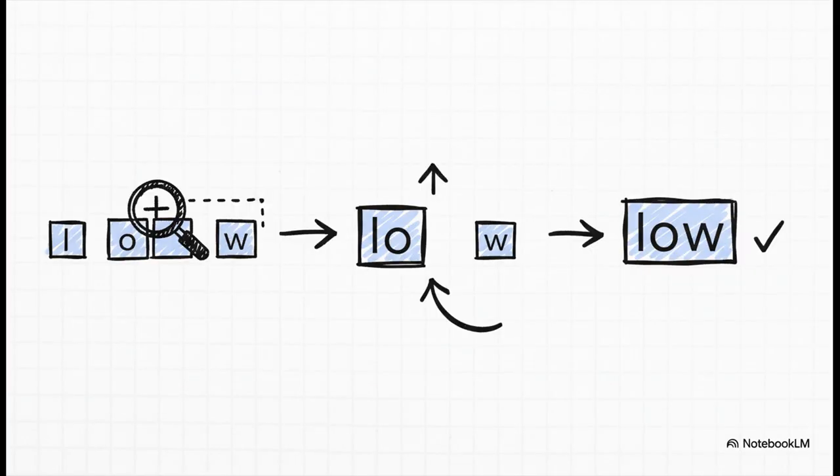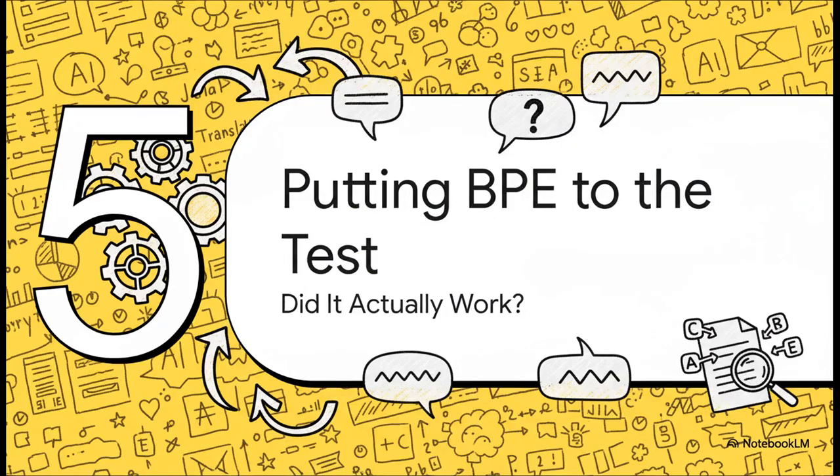So look at the word low. It starts as just L-O-W. The algorithm might see that the L and O appear together a ton, so poof, it merges them into lo. Then, a little later, it sees that the new lo chunk and W appear together a lot, so it merges them into low. The amazing part is that it's figuring all this out completely on its own, just by looking at what's most common.